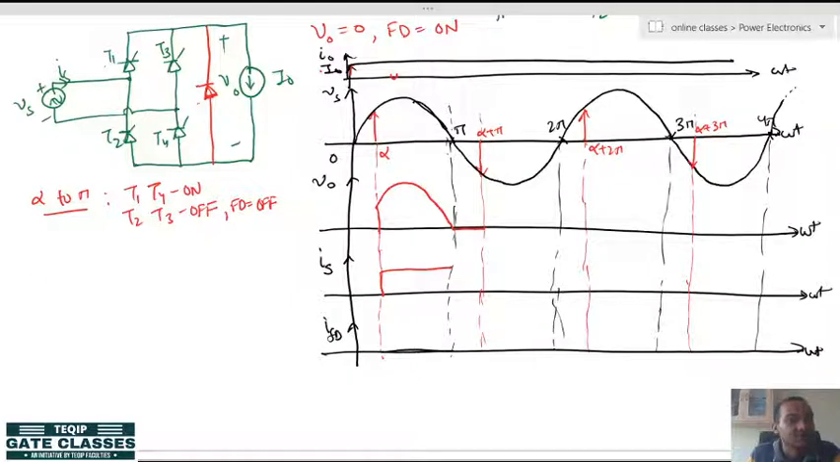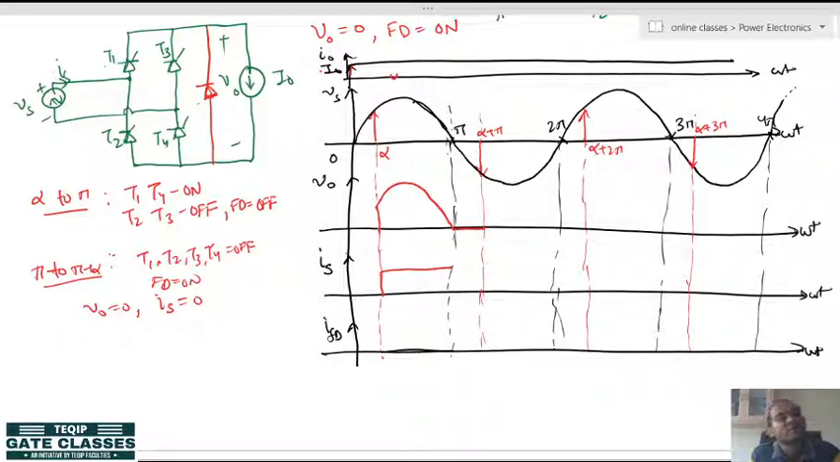are off. So, let us talk about pi to pi plus alpha. All the other thyristors are off, means T1, T2, T3, T4 are off, and the freewheeling diode is on. In this case the output voltage will be 0, and since all the thyristors are off, it means the source is disconnected from the load, that is why the source current will also be 0. So the source current will be like this. Whatever current has to be there, that has to be taken over by the freewheeling diode. So from pi to alpha plus pi, the freewheeling diode will conduct.